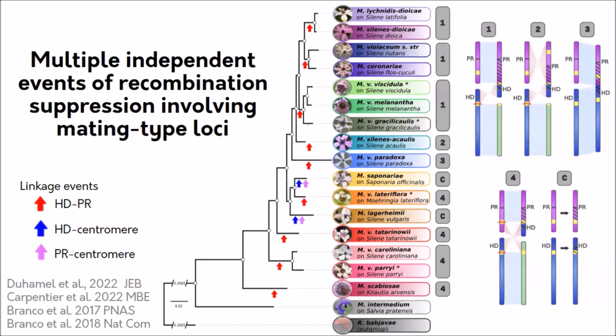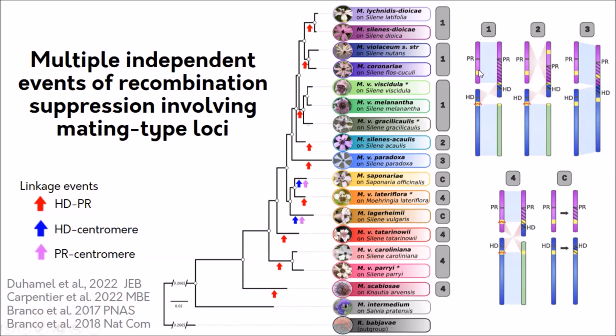So we sequenced the genome of many Microbotryum fungi. You can see here the picture of the diseased plant, with one Microbotryum species per diseased plant. And you have here the phylogeny of the Microbotryum fungi. And first, we found something very surprising: the linkage of the HD and PR loci occurred not just once at the base of the Microbotryum clade, but repeatedly and several times independently. So each time you have a red arrow here, it indicates an independent event of linkage of the HD and PR loci.